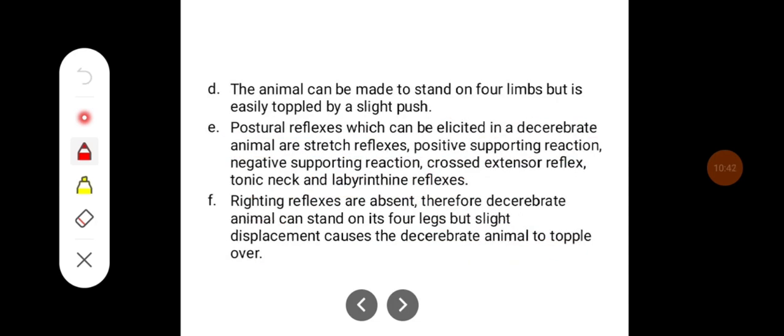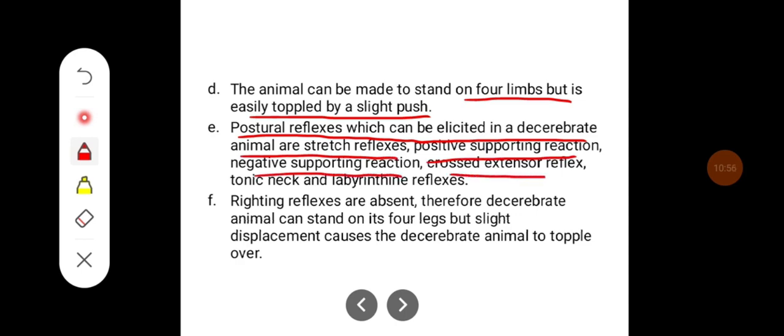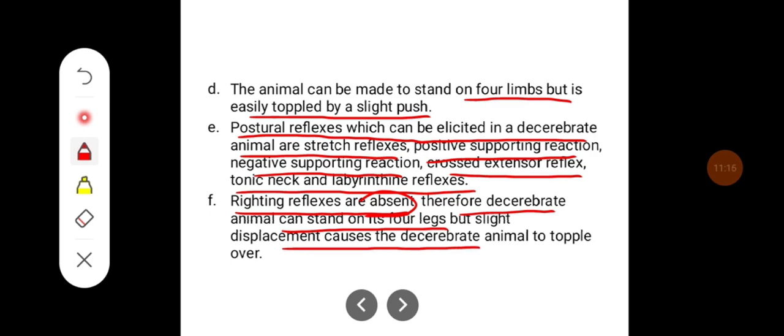The animal can be made to stand on four limbs but is easily toppled by a slight push. The postural reflexes which can be elicited in the decerebrate animal are stretch reflexes, positive supporting reaction, negative supporting reaction, crossed extensor reflexes, which are local reflexes, tonic neck and labyrinthine reflexes. Righting reflexes are characteristically absent. Therefore, the decerebrate animal can stand on its four legs, but slight displacement causes it to topple over.